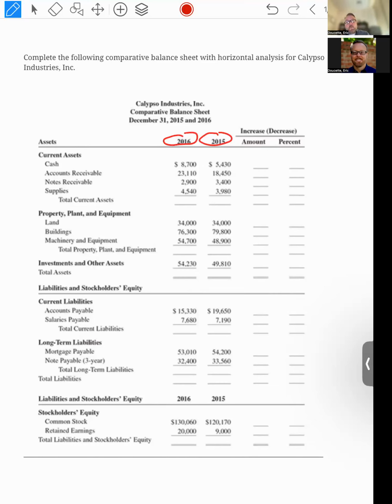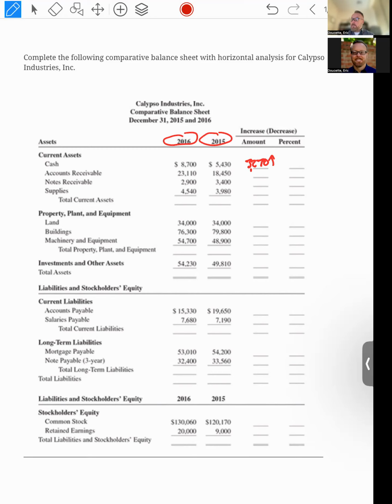And so when you're solving for a horizontal analysis on a balance sheet or an income statement, they're both exactly going to be the same, the first thing you need to do is figure out how much of an increase or decrease happened between the 2 years. So if you notice on cash, it says in 2015, we only had $5,430, but now in 2016, we have $8,700. So that comes out to a $3,270 increase, right? $3,270 increase from 2015 to 2016. Well, what percentage of change was that? And that's what you want to determine.